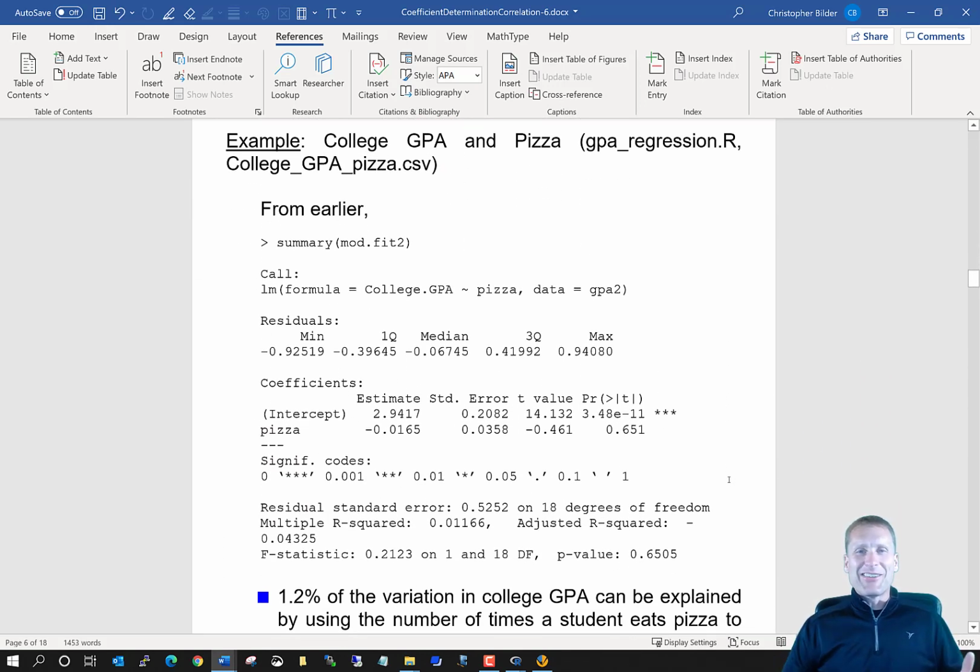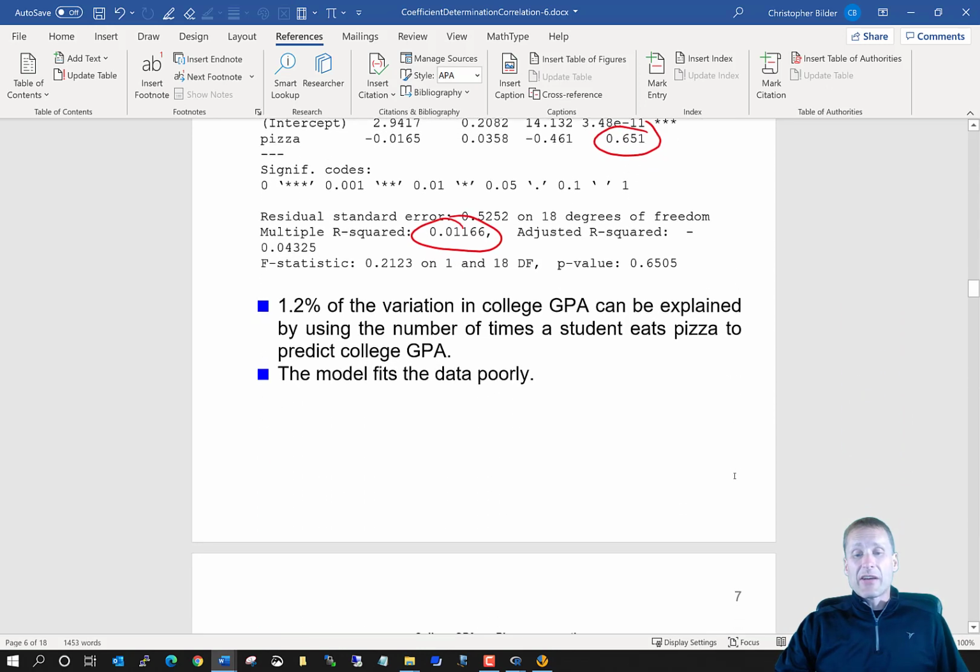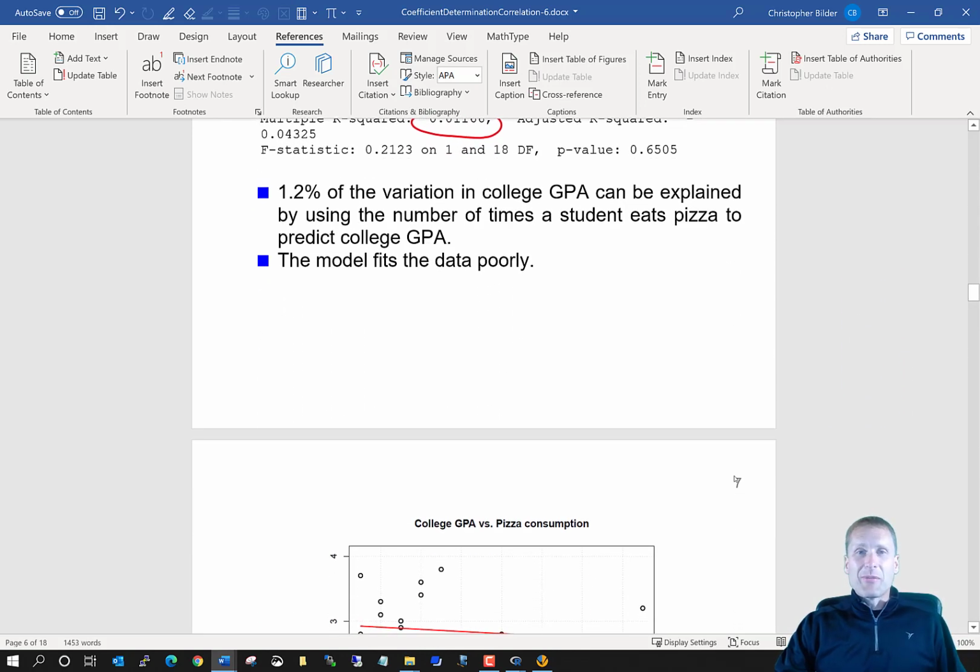Well, what about this college GPA example regarding the number of times one eats pizza? We've seen before that the p-value for that particular inference was quite large, meaning that there wasn't sufficient evidence to indicate a linear relationship between pizza and college GPA. And so because of that, you would probably expect that this corresponding R-squared would be low. And in fact, it is. Only about 1.2% of the variation in college GPA can actually be explained by the number of times a student eats pizza.